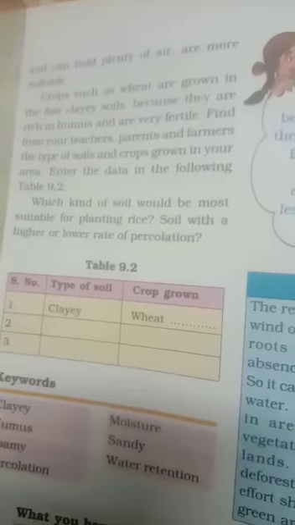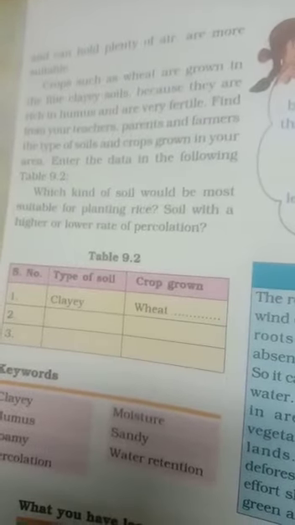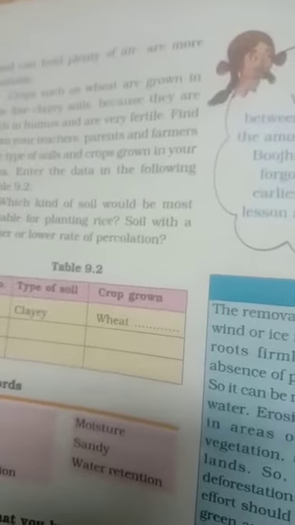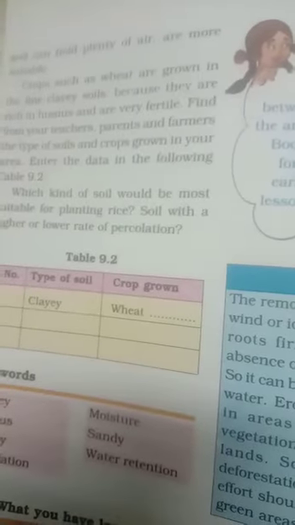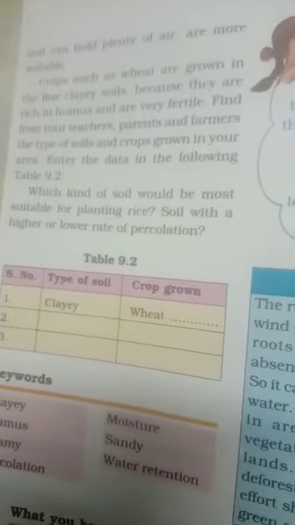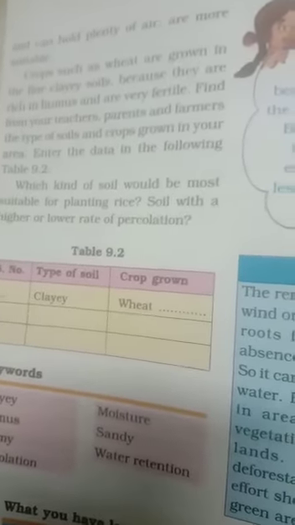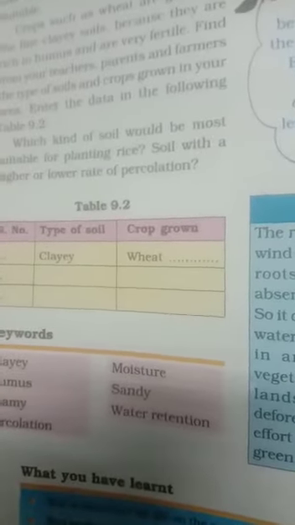So next, find out from your teachers, parents or farmers the types of soil and crops grown in our area. It is one kind of activity: whenever you are free, go and meet a farmer, or the agriculture office is also available, and ask your teachers some questions about which kinds of soil are suitable for growing which kinds of plants. The table 9.2 gives the types of soil and the crops grown in that soil.